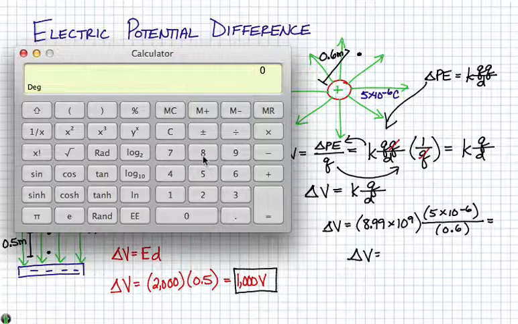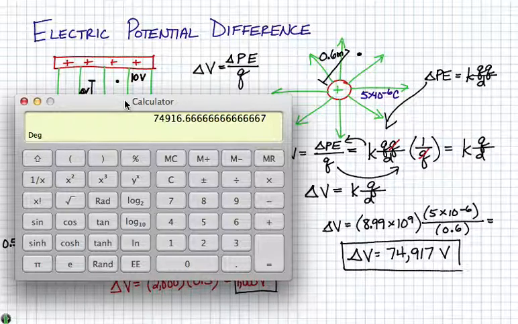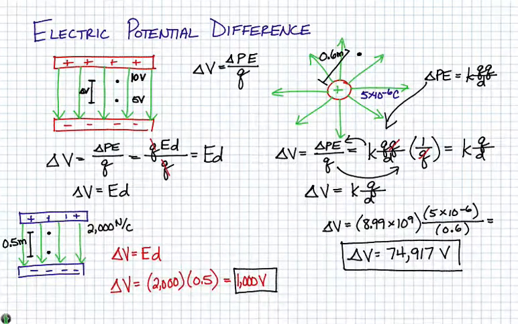So we have 8.99 times 10 to the 9th, Coulomb's constant. I will multiply that by 5 times 10 to the negative 6th. I'll then divide that by 0.6. And I wind up with a very large change in voltage, 74,900, and I'll round that to 17 volts. Now that is a high amount of voltage here, but we actually have a fairly large charge when we're talking about only 0.6 meters.